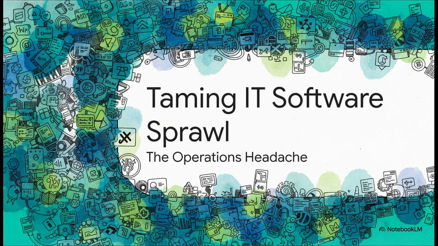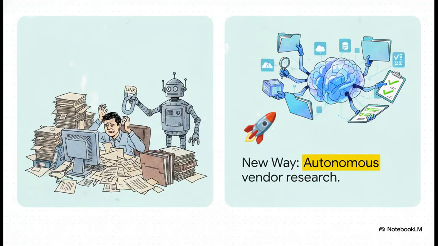Number 1. Taming IT software sprawl, the operations headache. Okay, we are looking at a massive paradigm shift here. The old way of handling these requests in Slack was basically to use a simple, frankly dumb chatbot. A user asks for a tool, and the bot just spits out a generic link to an IT wiki, forcing the user to go do their own discovery. It's frustrating for them, and it's unhelpful.